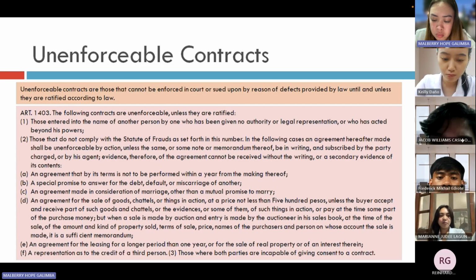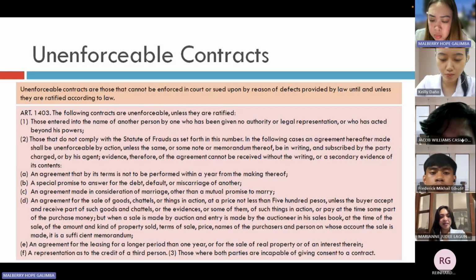An agreement for the leasing for a longer period than 1 year. If you lease for more than 1 year, or sell real property, or even just an interest in real property, it must be in writing in order to be enforceable. And a representation as to the credit of a third person.